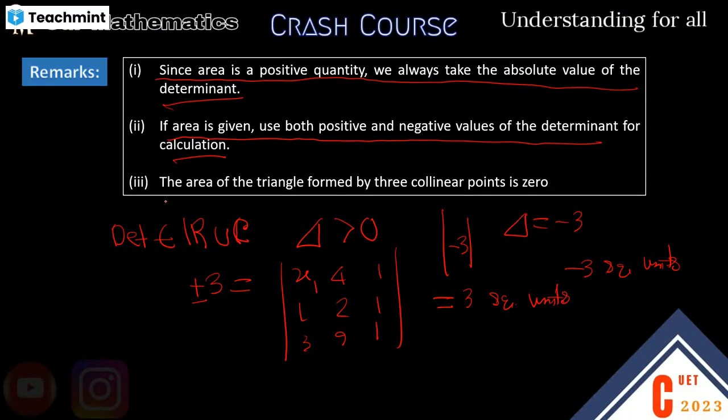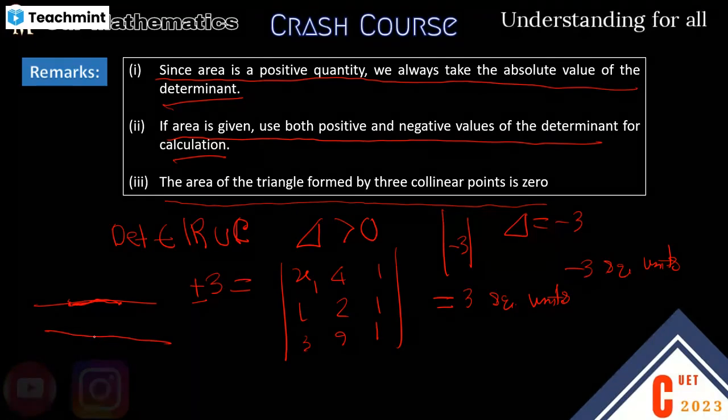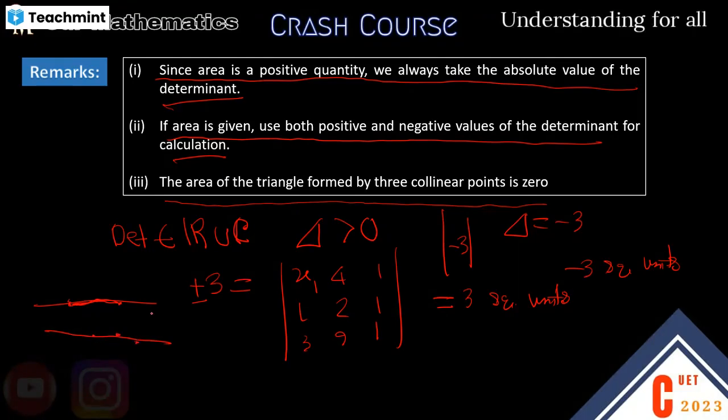Next it says the area of a triangle formed by 3 collinear points is 0. So if we consider three points, what will be the area of the triangle formed? Three points form a triangle, right? To form a triangle, we just need three points. So if we consider three points that lie on the same line, then their area becomes 0. This says the area of a triangle formed by 3 collinear points is 0.